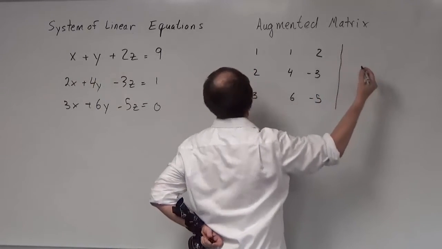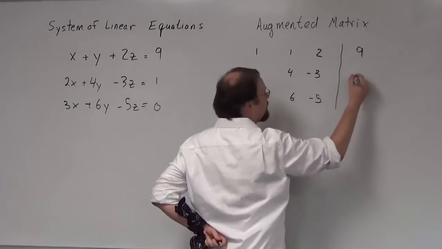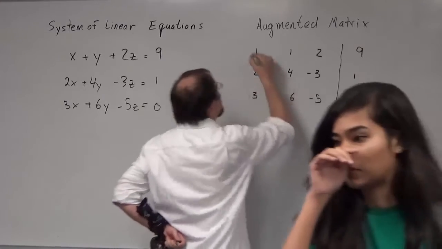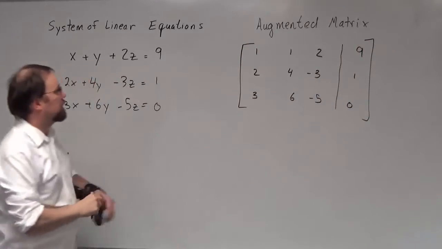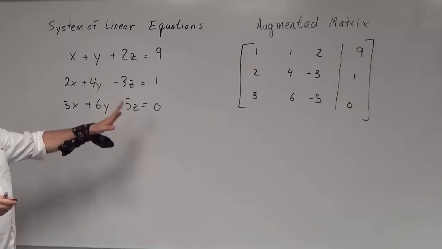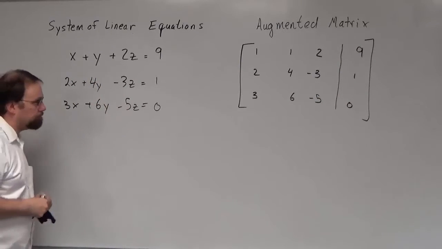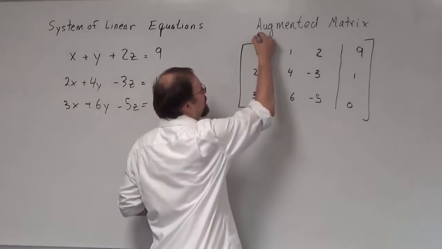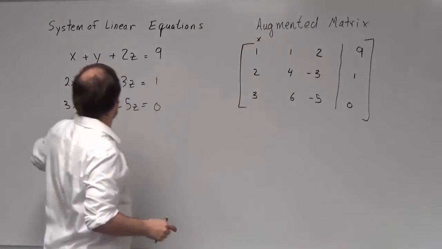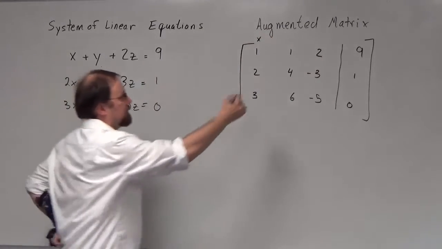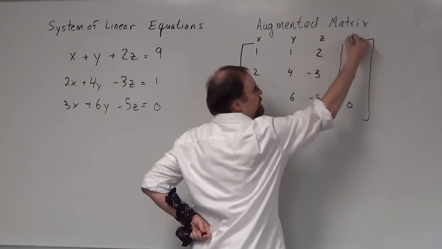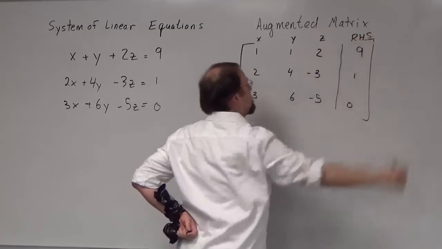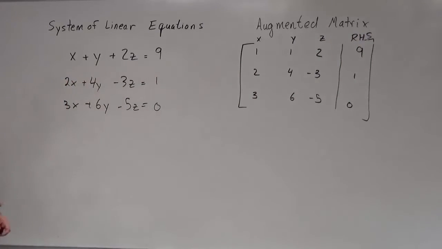So we usually write that. In practice, you leave this off, right? But it's good to remind yourself that this is really a shorthand for this, where we don't write down the variables. So the first column corresponded to coefficients for x. This corresponds to coefficients for y and z. And this is the right-hand side of your system.